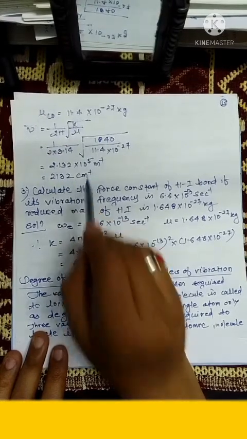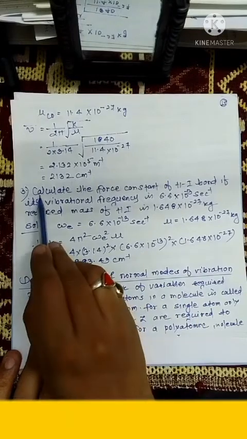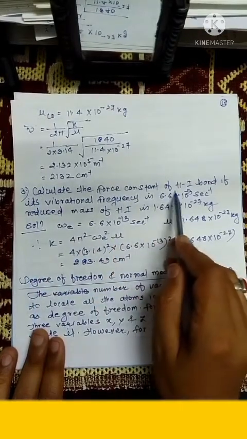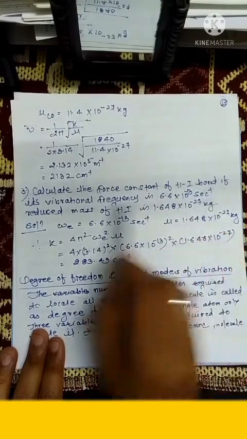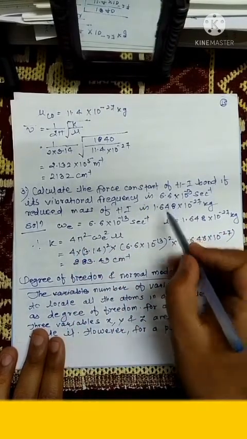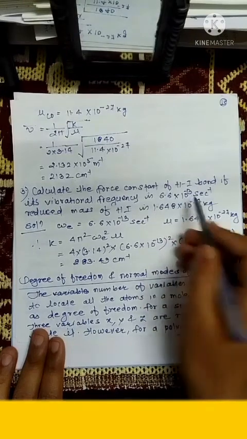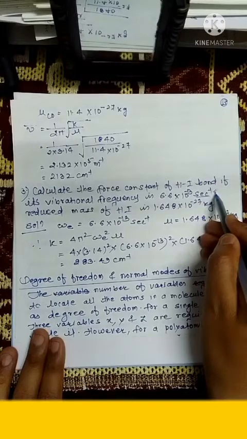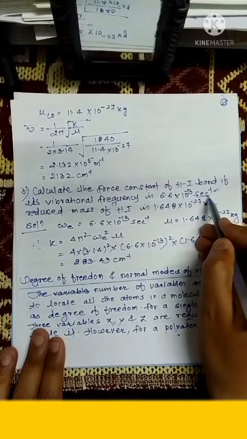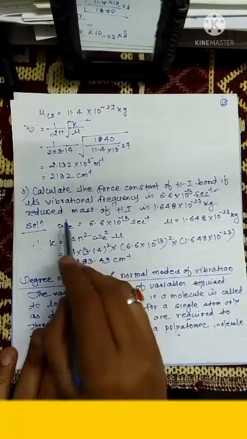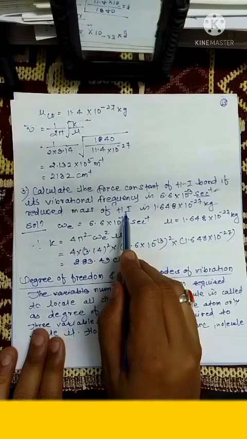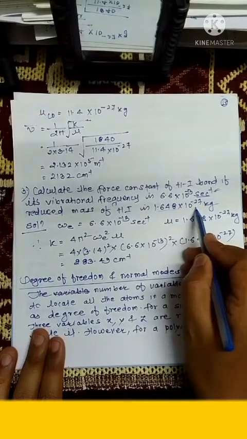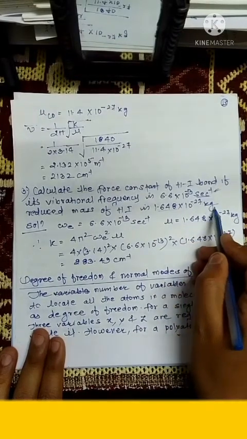Convert meter inverse into centimeter inverse, so we come with 2132 centimeter inverse. So in the next numerical, calculate force constant of HI bond if its vibrational frequency is 6.6 into 10 raised to the power minus 3 second. Just see the unit of vibrational frequency, it is given in second inverse. Reduced mass of HI is given, that is 1.648 into 10 raised to the power minus 27 kg.